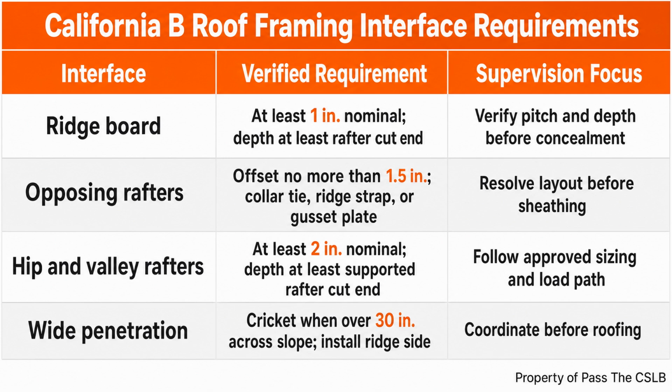A penetration interrupts drainage just as surely as an edge directs it. When a chimney or roof penetration is wider than 30 inches measured perpendicular to the slope, a cricket or saddle is required on the ridge side. The measurement direction matters. I measure across the obstruction in the direction that blocks water moving down the roof, not along the slope just because that dimension is easier to reach. The cricket belongs on the uphill side because that is where water approaches the obstruction. It divides and redirects flow around the penetration.